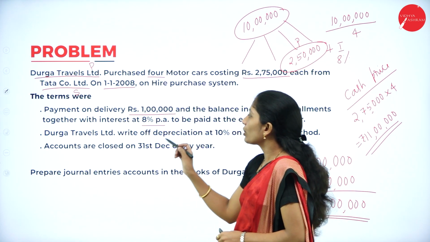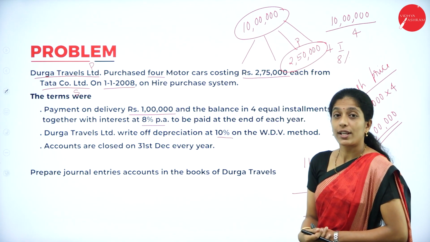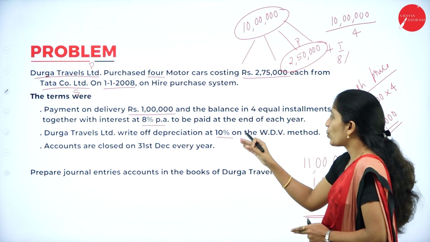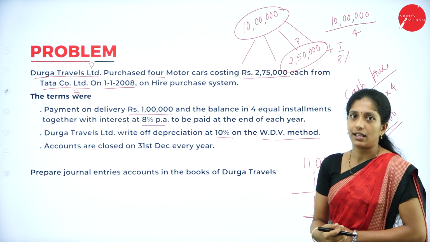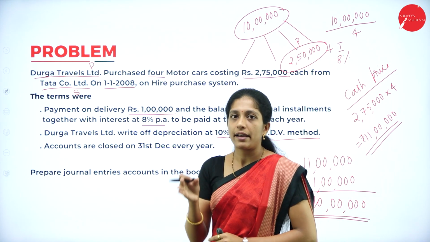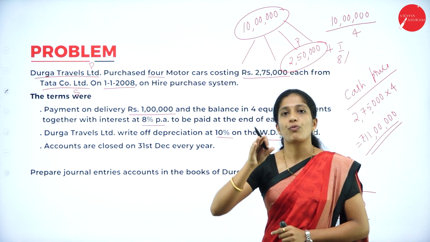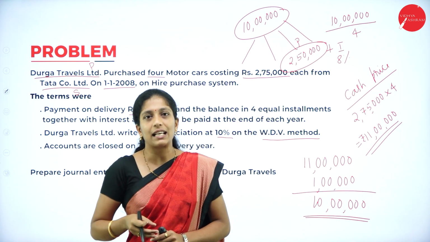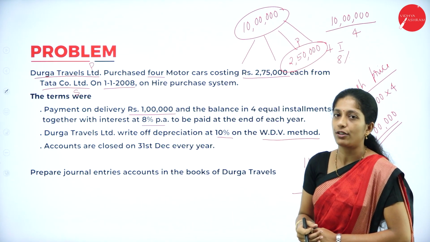Next what they have told, Durga Travels Limited, rate of depreciation at 10%. So here the hire purchaser has to charge depreciation on that particular asset. So what is the percentage of depreciation? 10% on written down value method. So there are 2 methods to calculate depreciation. One is straight line method and the other one is written down value method. Under straight line method, the depreciation will be the same year after year, whereas in written down value method, it keeps on decreasing.